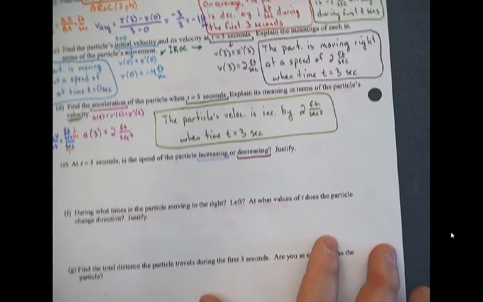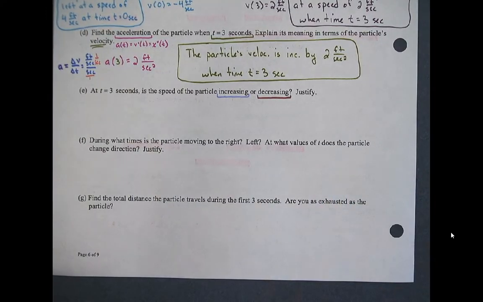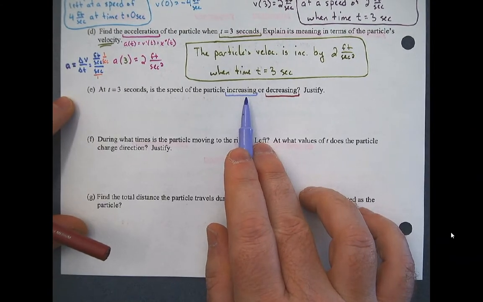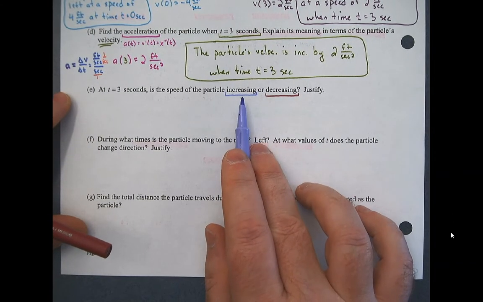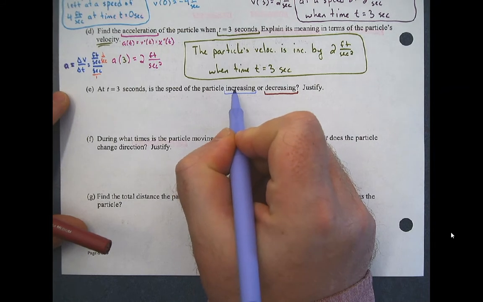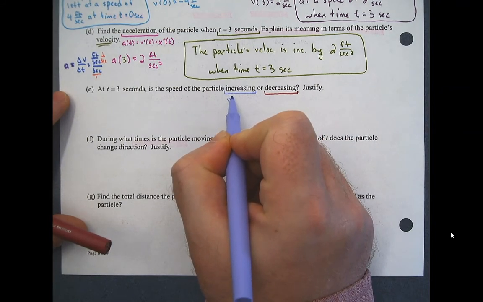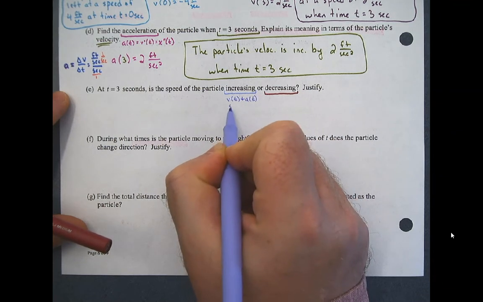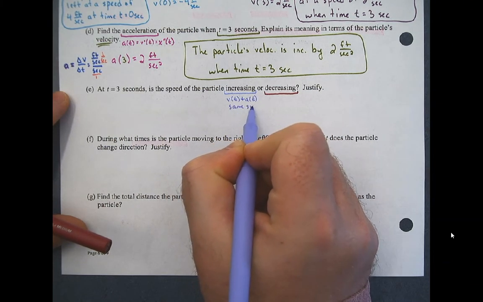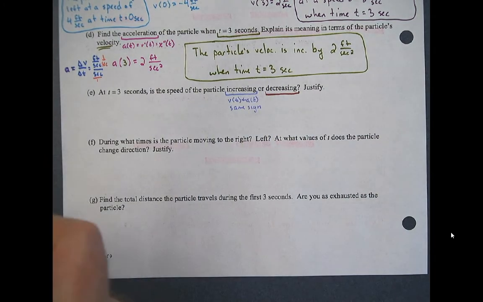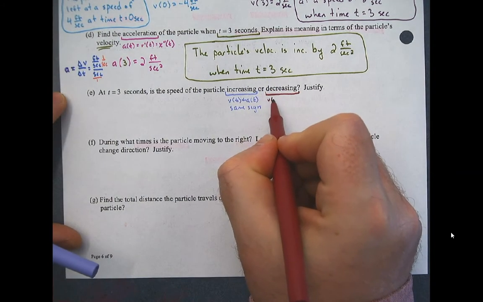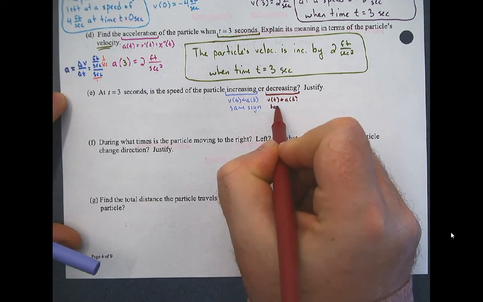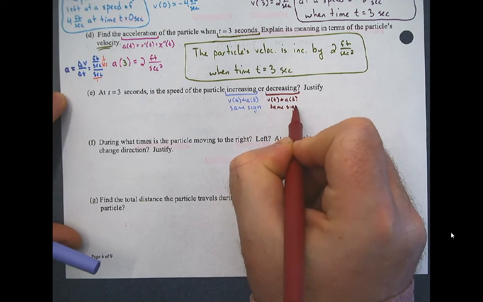So let's go back and leave ourselves a little note here. Annotate this. Even if you haven't memorized it, guys, I've been teaching this class for 3 or 4 years now, and I still write this out as a reminder. Increasing means V of t and A of t have the same sign. Decreasing means V of t and A of t have different signs.